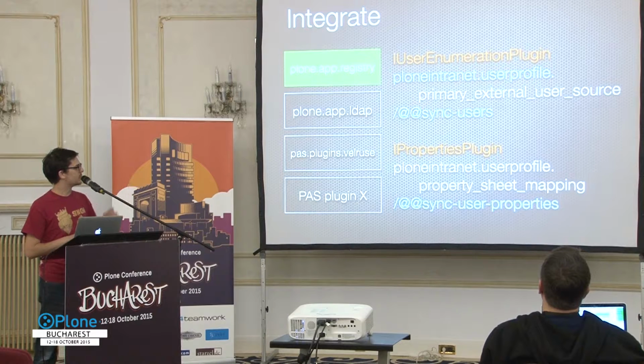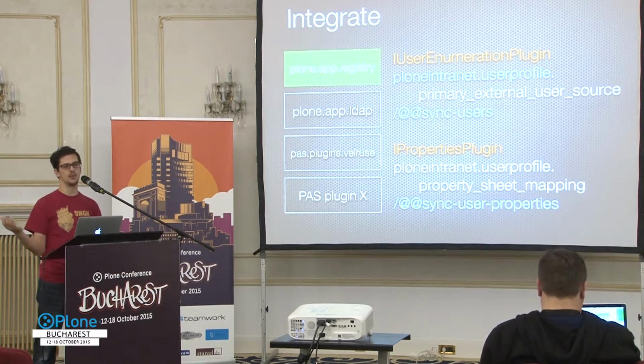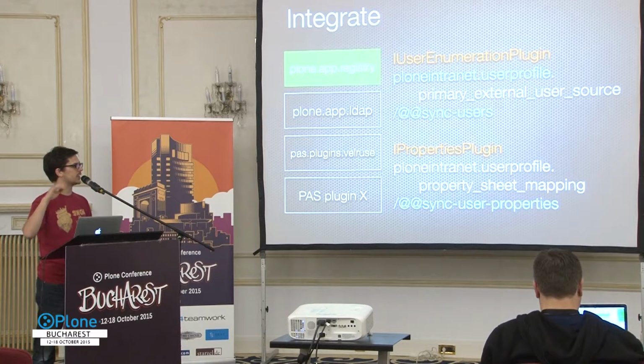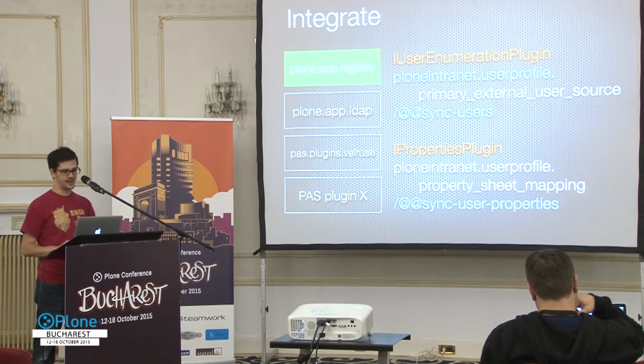And then there's also properties. If you have something that provides properties, which LDAP does as well, you can set up a property sheet mapping where every single one of the fields in the user profile you can map to a separate plugin. So you could have your name coming from LDAP. You could have, for example, your email address coming from Twitter. If you've got a PAS plugin that provides this, then you can link it. And again, there's a regular thing that you can call with cron, which synchronizes those.